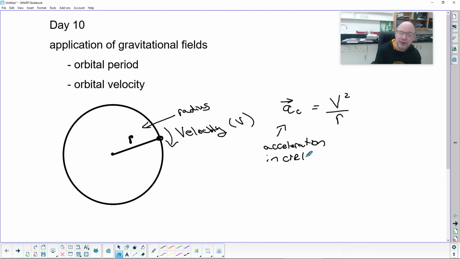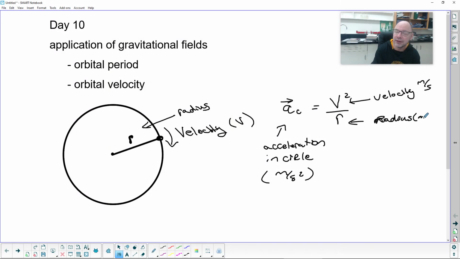Okay, we'll just call it in a circle. So that's meters per second squared. This is our velocity on the edge, and that's going to give us meters per second. So when you square it, you get meters squared over second squared. And of course, this is radius in meters. Okay, so that gives us our acceleration.